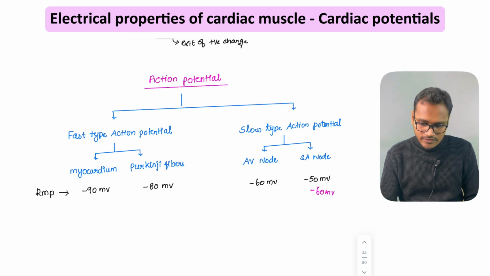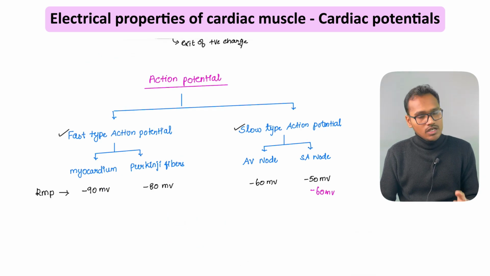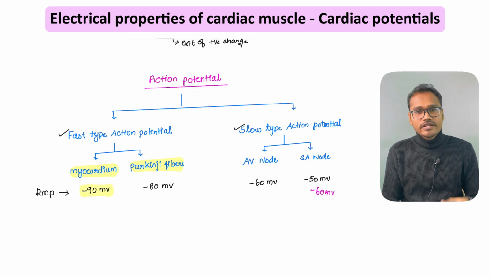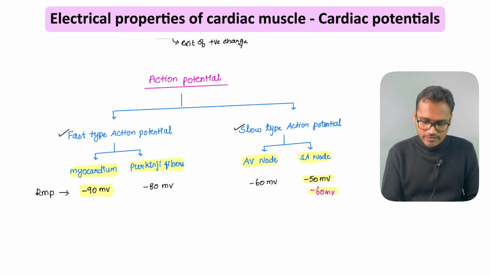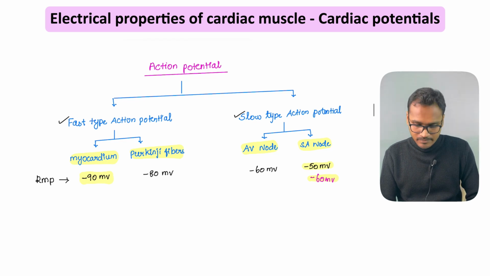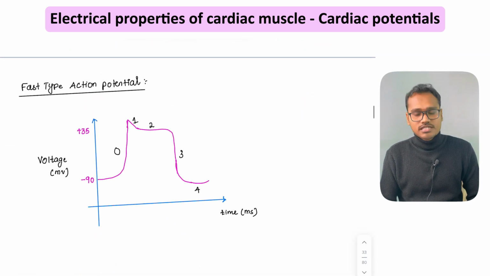As we have discussed, there are the fast type action potential and slow type action potential. Fast type action potential happens at the level of myocardium and Purkinje fibers. The myocardium generally has an RMP of minus 90 millivolts. So whenever we are making an x-axis and y-axis, in the y-axis we will start with minus 90 millivolt. The slow type action potential happens in the SA node and the AV node, and the SA node has an RMP of minus 50 to minus 60 millivolt. So whenever we are making the graph of a slow type action potential, the RMP would be minus 50 or minus 60.